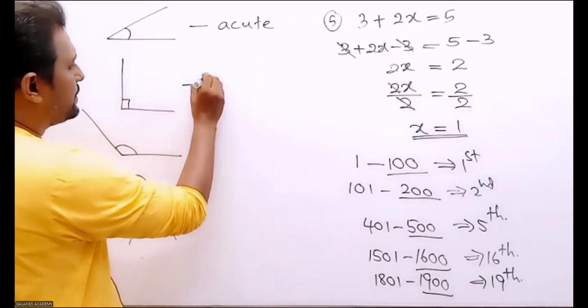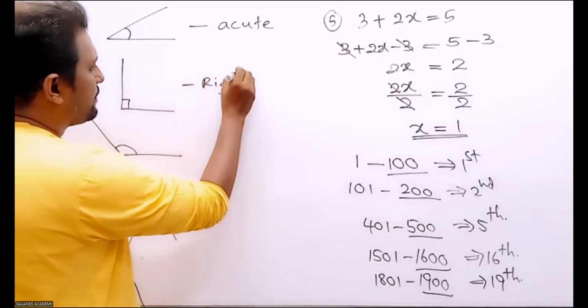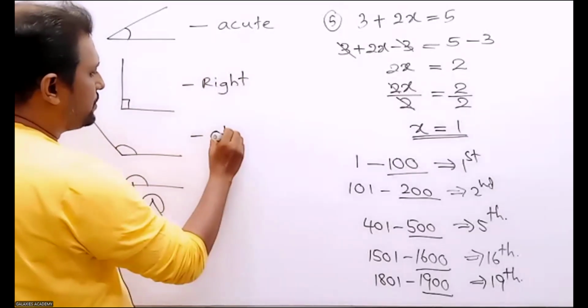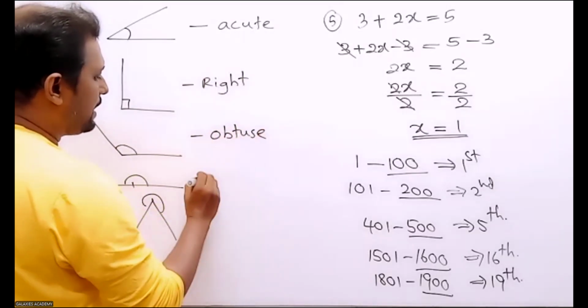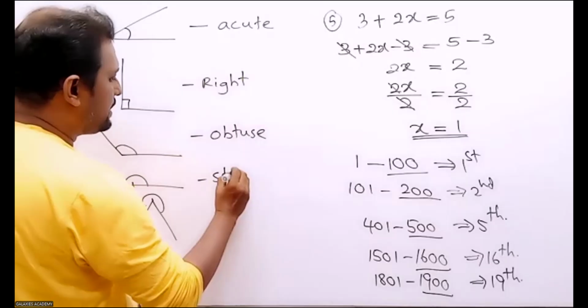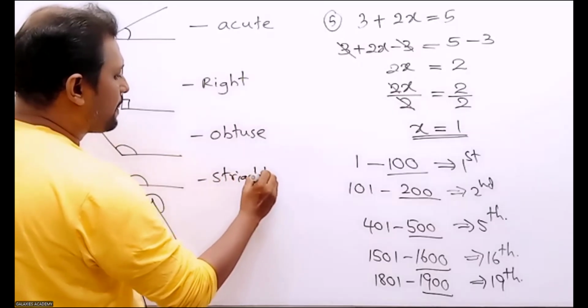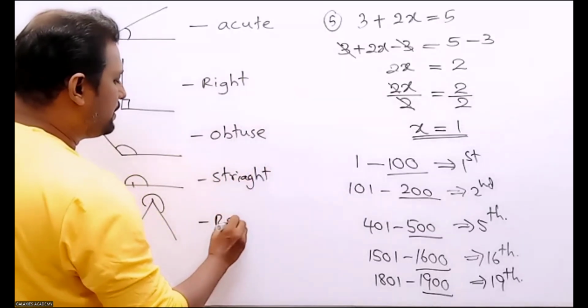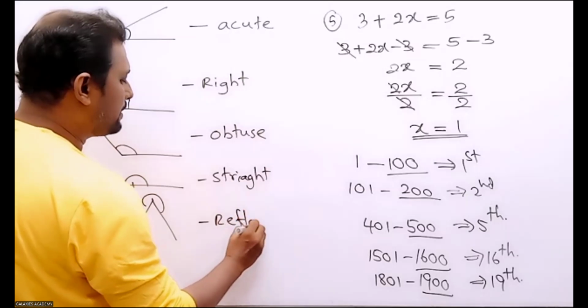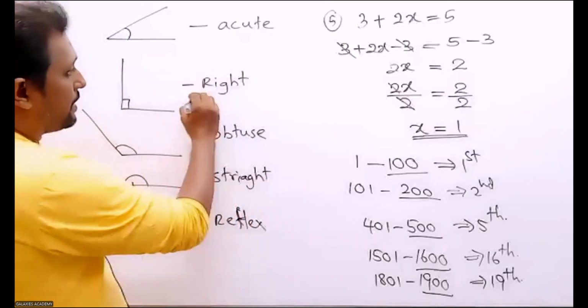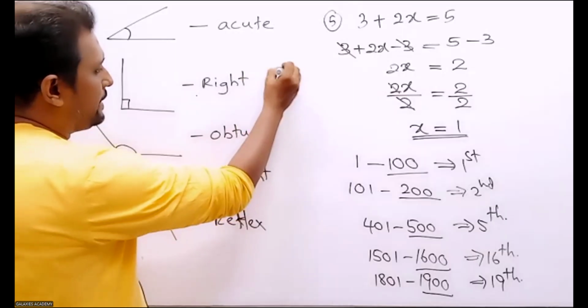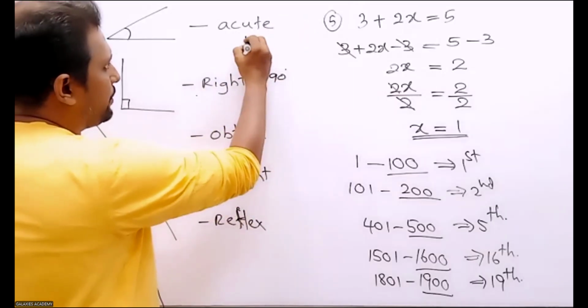This type, right angle, and this type, obtuse angle, and this type, straight angle, and this one, reflex angle. Right angle magnitude should be 90. Acute angle magnitude less than 90.